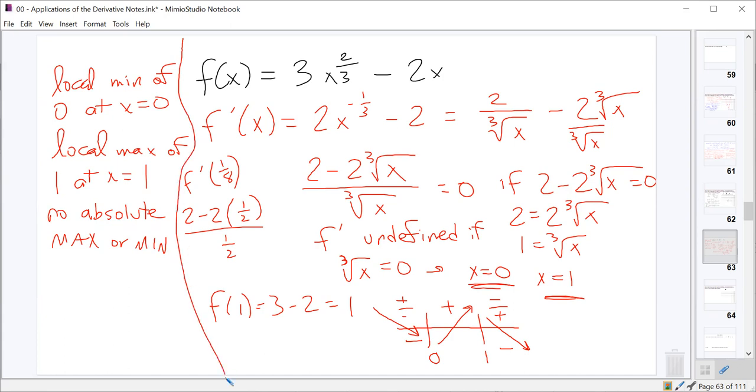And our function is increasing only on the interval 0 to 1. And our function is decreasing from negative infinity to 0, according to our sign chart, union 1 to infinity. So that ought to give us a pretty good idea of what this looks like. Now we'll need to take a second derivative.